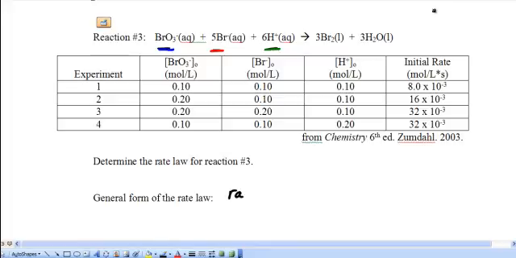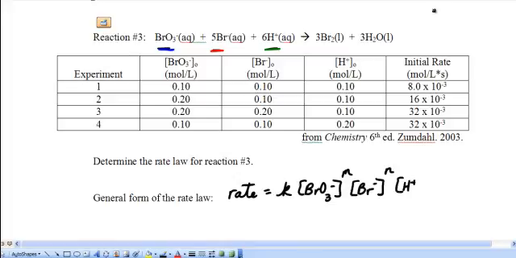Well, you're always going to say that rate is going to equal some rate constant k times the bromate raised to some unknown power, m, the reaction order, times the bromide raised to some unknown power, times the hydrogen raised to some unknown power. We're actually going to use a p instead of an o, because that o could be a 0. We don't want any confusion. So we'll use m, n, and p as our exponents there. So that's the general form of the rate law.